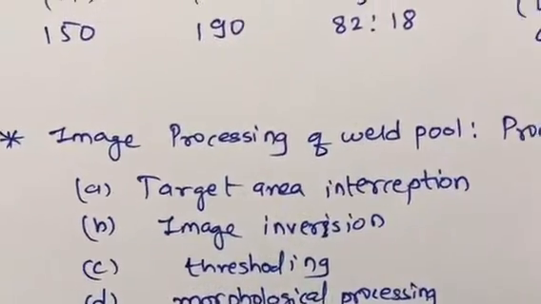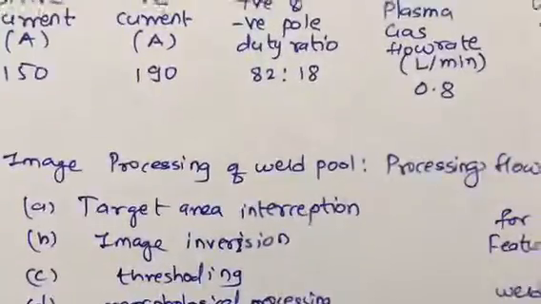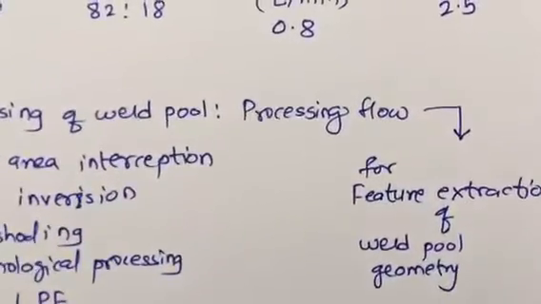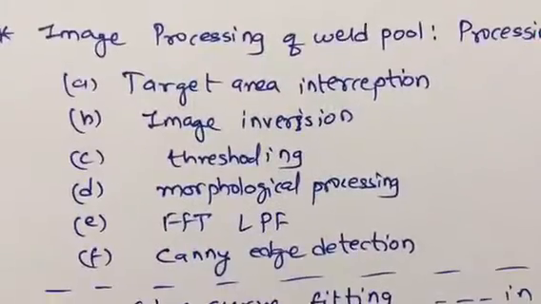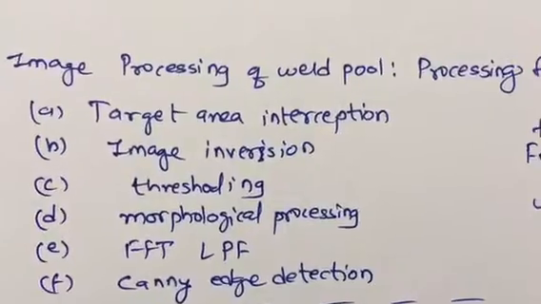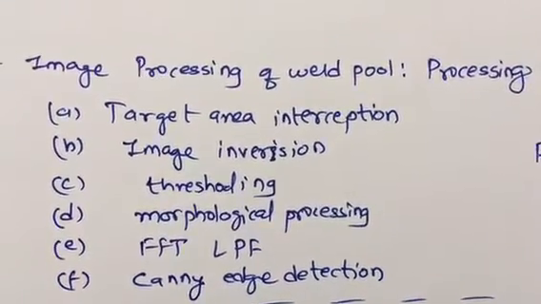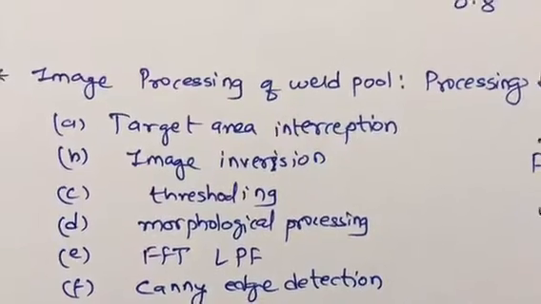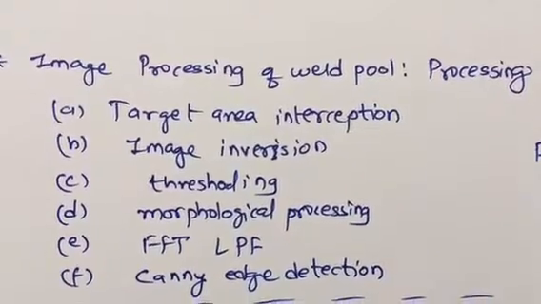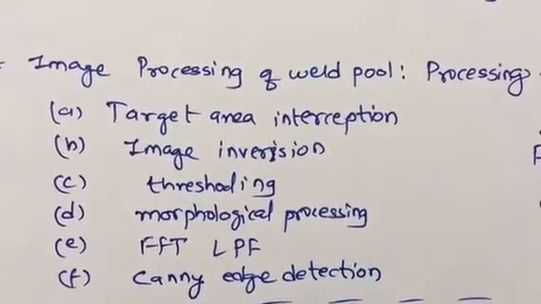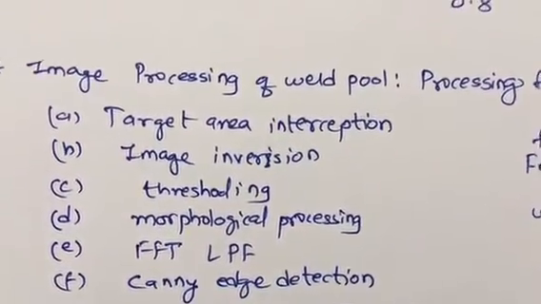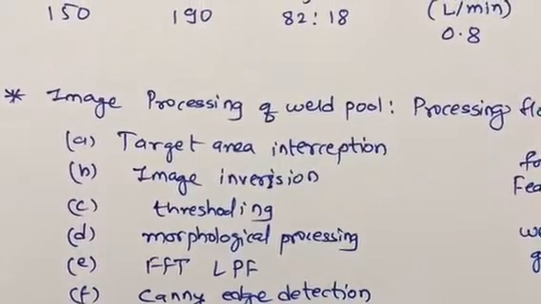You can easily imagine this welding speed. Now let us look at the image processing of weld pool. So what is done in the image processing of the weld pool? This is a processing flow. So these points are the part of processing flow. So target area interception is there, that is the field of view. You can say which image is to be extracted. Then the B part is image inversion. You can try image inversion in paint application. Then C part is thresholding. Then D part is morphological processing. E is fast Fourier transform low pass filtering, and last is the canny edge detection. These parts are the part of image processing of weld pool.